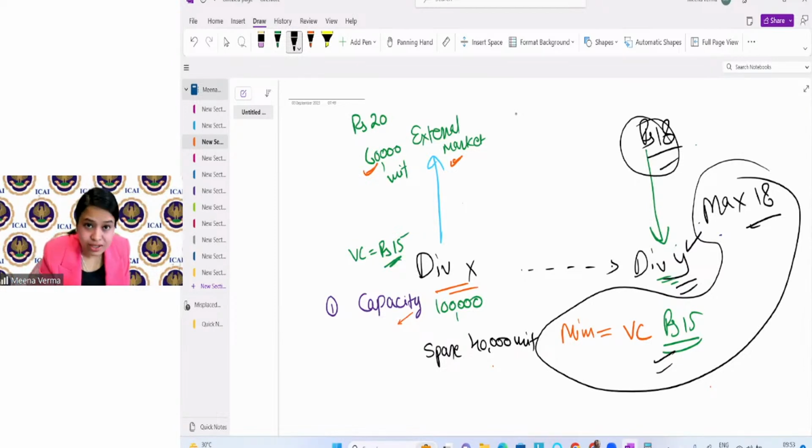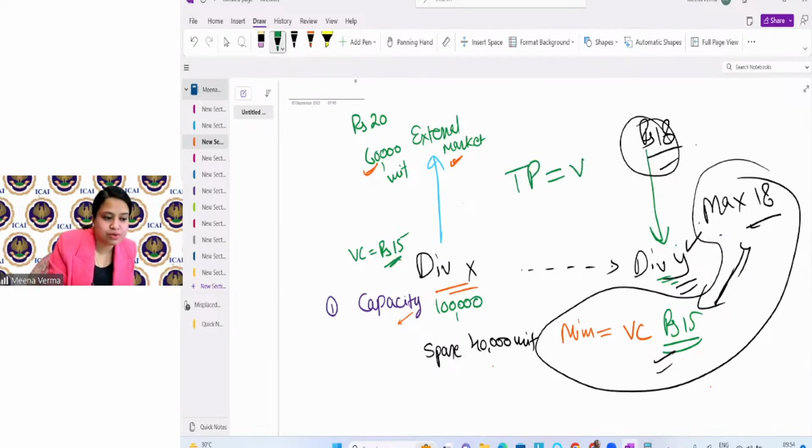So what will happen in this case? A price range will come. They will negotiate with each other to decide the transfer price. Sometimes this is a position of negotiation. The minimum transfer price will be the variable cost when there is spare capacity.